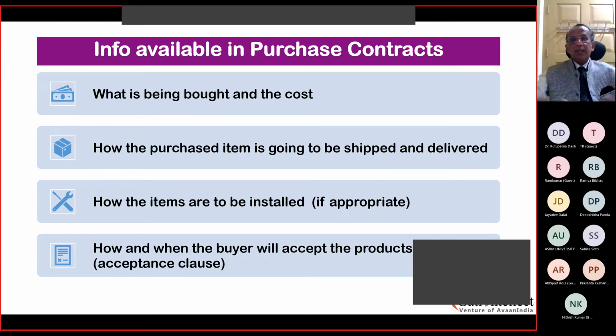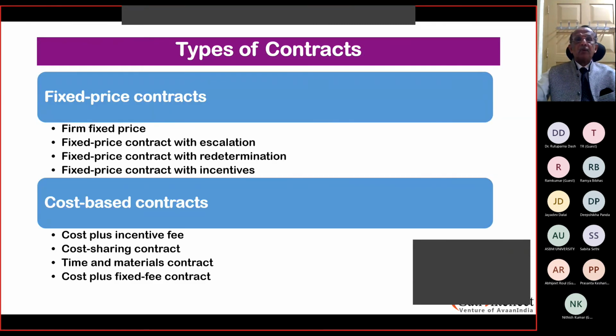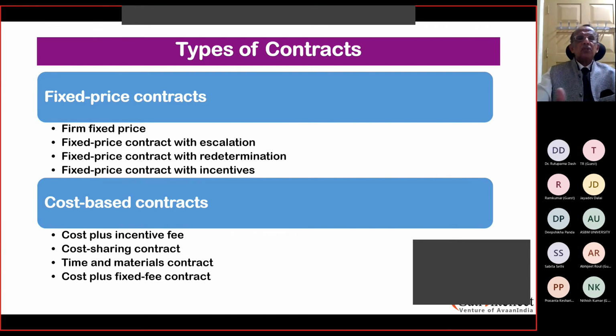So please understand how important these clauses are to avoid any disputes with the vendors at a later date. Then let's move to the type of contracts. There are two types of contracts. One is the fixed price contracts and one is called the cost-based contracts. In the fixed price, there are firm fixed price, fixed price contract with escalation, fixed price contract with redetermination, and fixed price contract with incentives.